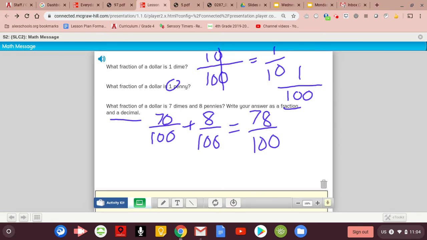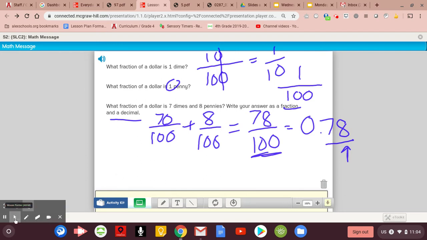78 hundredths. Then we also need to write this as a decimal. As a decimal, we would just write 0.78. So this would be 78 hundredths in fraction form here. Notice I have 2 spots here to go with my 100, so it's to the hundredths spot, 78 hundredths. So we are going to move on here to our next page.